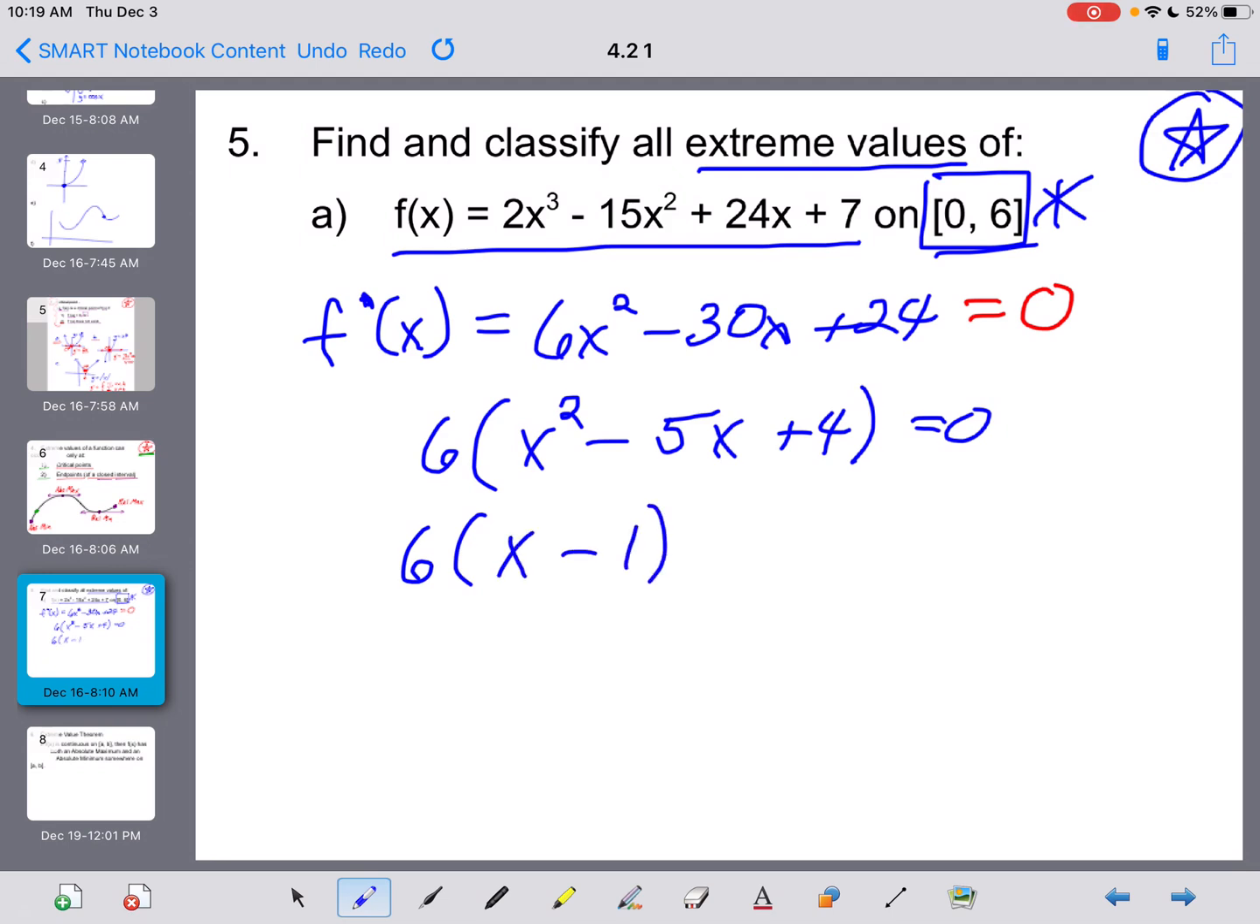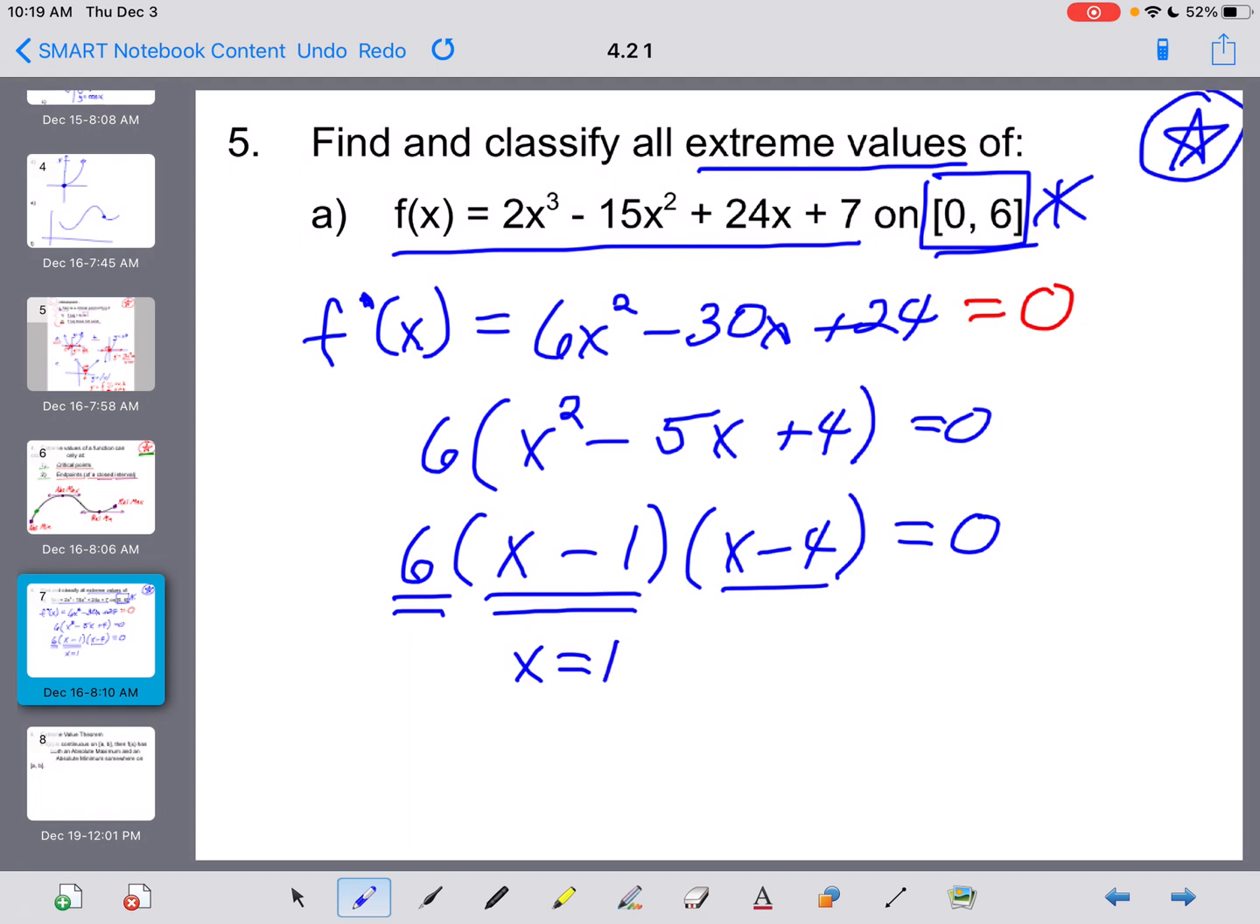I think we're going to have an x minus 1 and an x minus 4. Let's see, yeah, that works. And now we solve each one of these, or I should say we set each one of those factors equal to 0 and solve. Well, there is no solution from 6 equals 0. Can't happen. But x minus 1 equals 0, yeah, that gives us a solution at x equals 1. And x minus 4 would equal 0 when x was equal to 4.